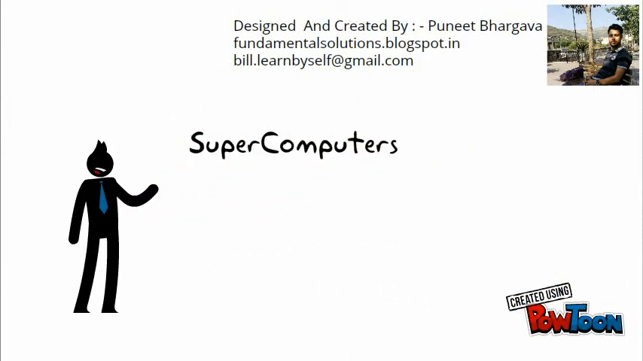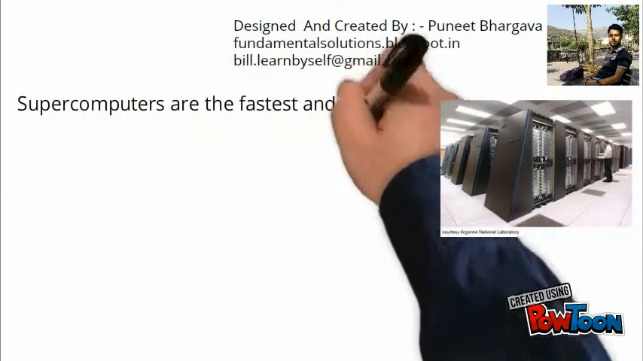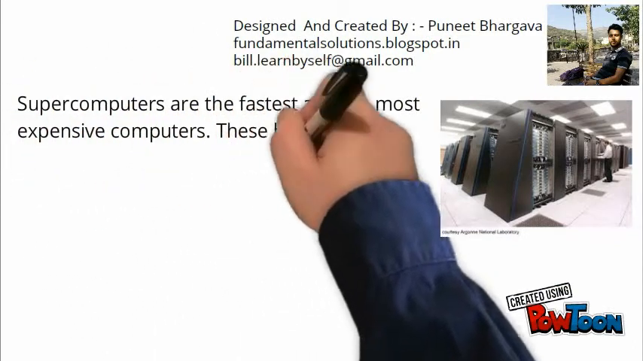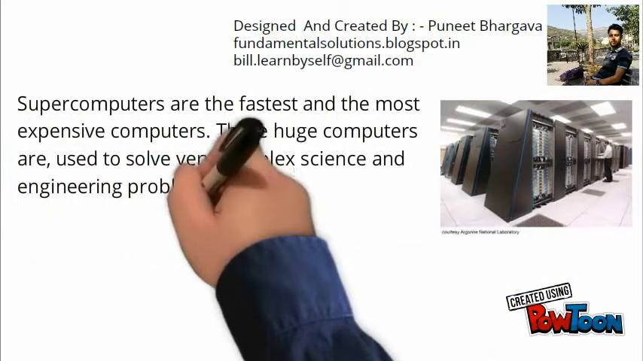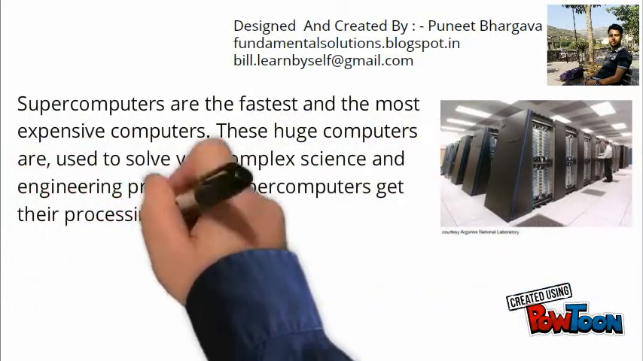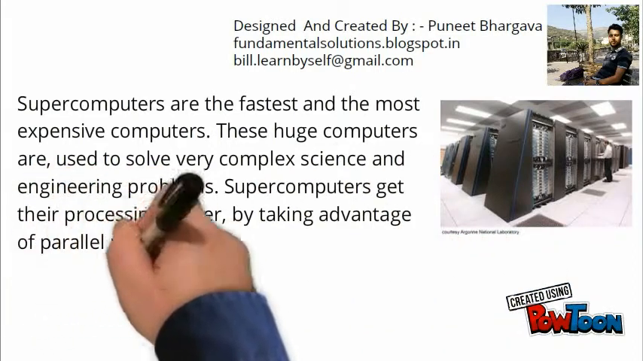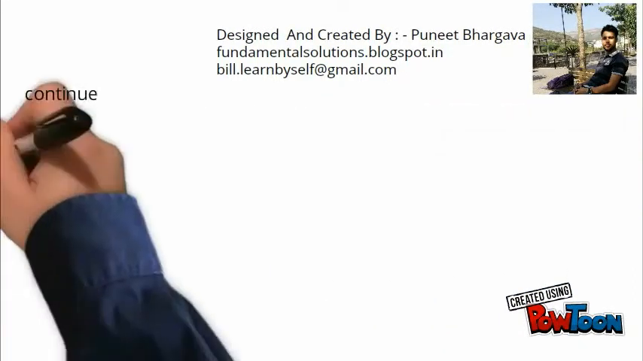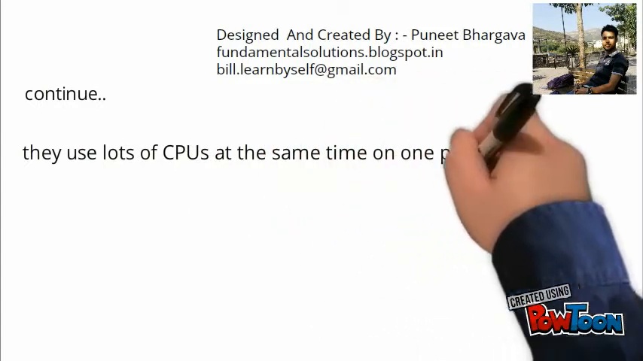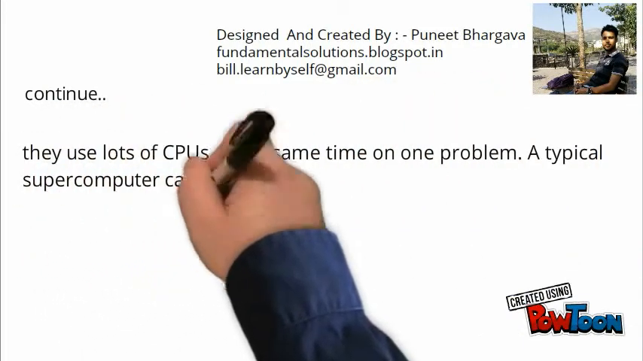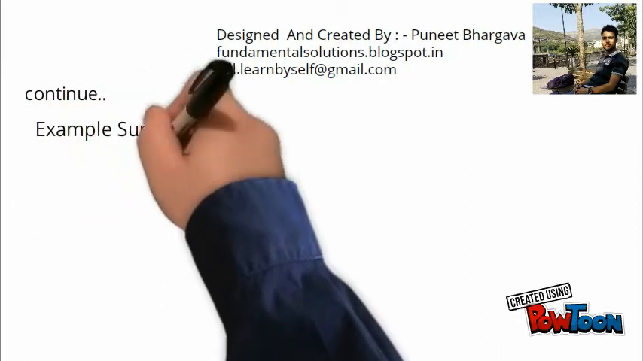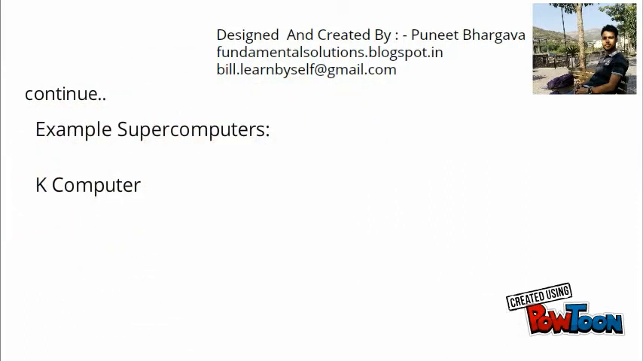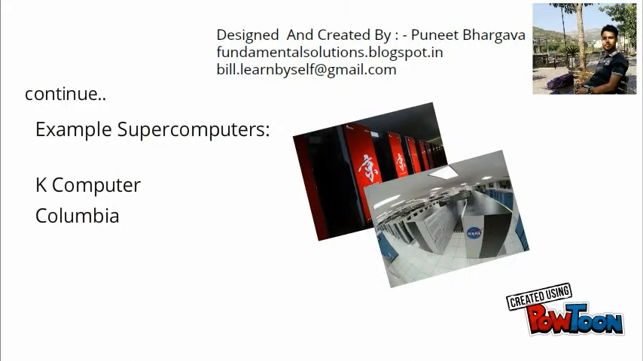Supercomputers. Supercomputers are the fastest and the most expensive computers. These huge computers are used to solve very complex science and engineering problems. Supercomputers get their processing power by taking advantage of parallel processing. They use lots of CPUs at the same time on one problem. A typical supercomputer can do up to 10 trillion individual calculations every second. Examples of supercomputers: K computer, Columbia, Jaguar.